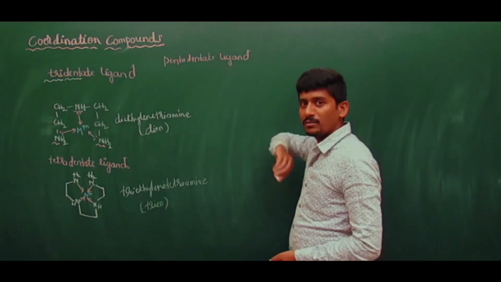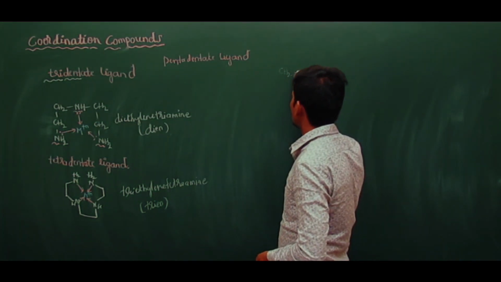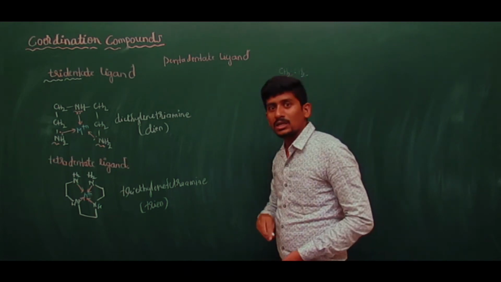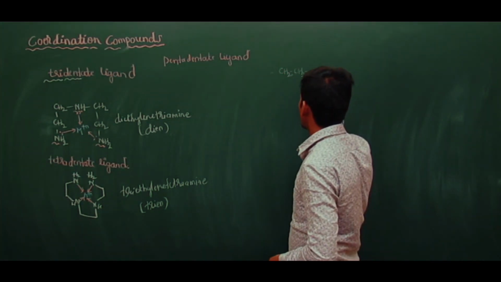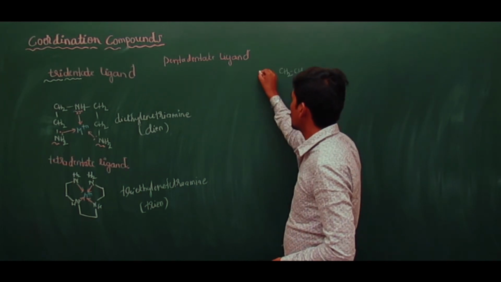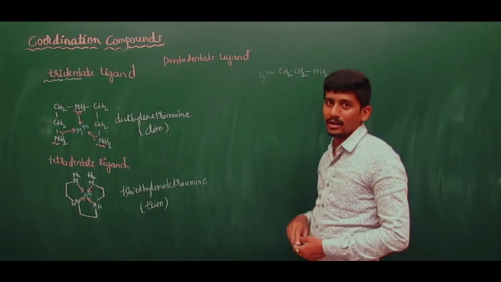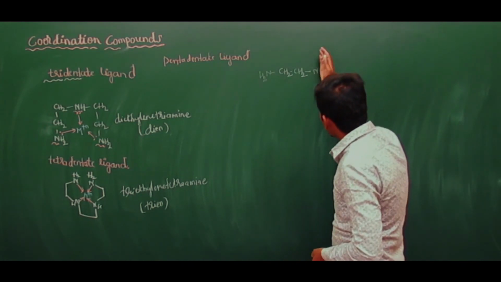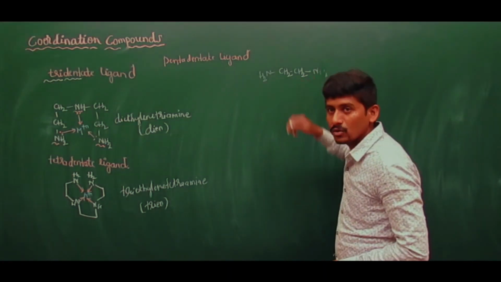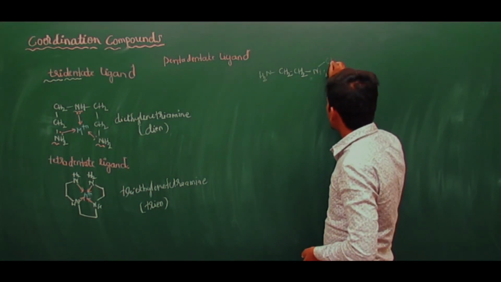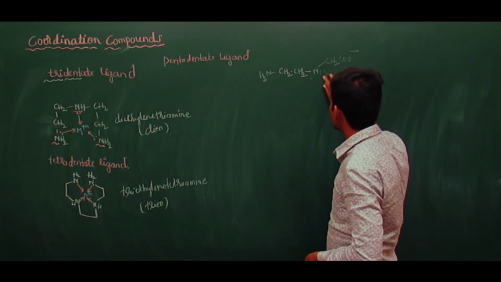Just you are well familiar with the ethylene groups, right? CH2 ethylene groups. Ethylene diamine NH2, right? NH2. This is an example for bidentate ligand, right? Just replace the hydrogen atoms which are bonded to the nitrogen by acetate, CH2COO minus, right?